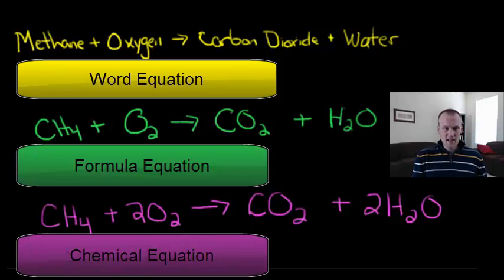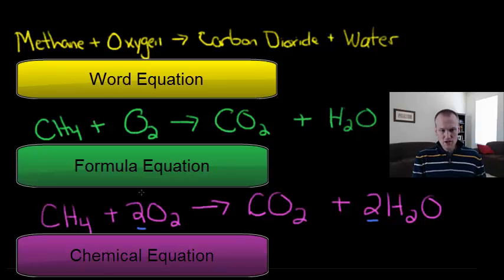And the reason is because of our coefficients. The coefficients here are showing the actual ratios that methane is combining with oxygen, the actual ratios that carbon dioxide is combining with H2O, and the actual ratio of the reactants that will get to the products.